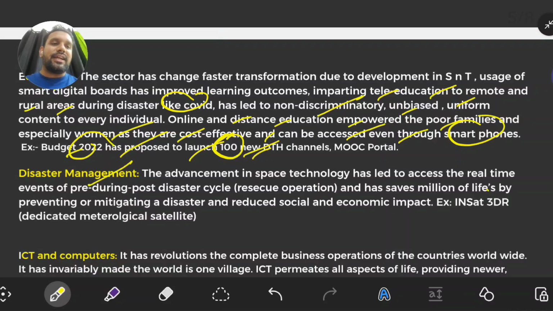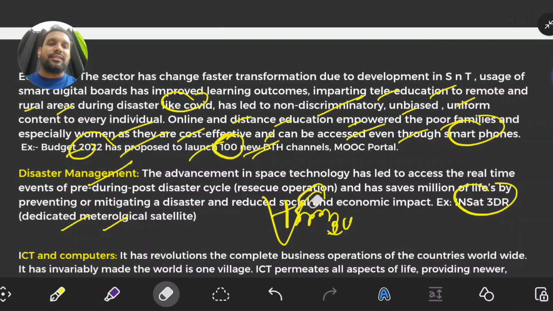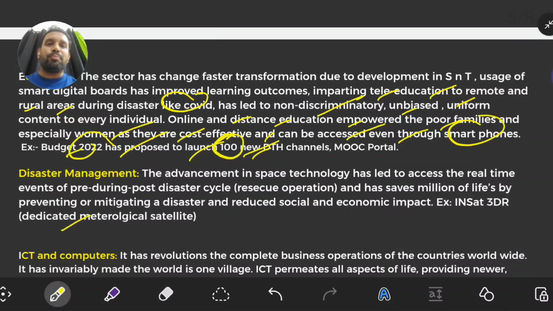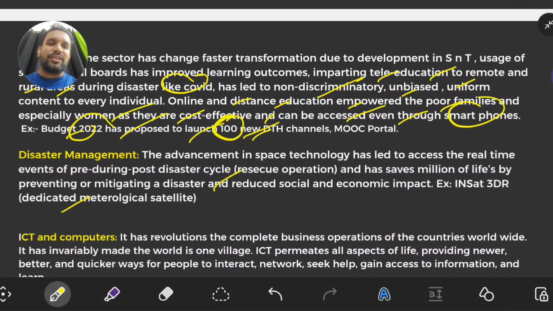Disaster management: INSAT-3DR, a dedicated meteorological satellite. We know when a cyclone is moving towards India, when it is coming, when it is hitting. We know about how the flood situation is, how deep it is. We know all this with the help of what? The satellites only. So in the pre-disaster phase we will get the information. Post-disaster, what measures to be taken, rescue and relief operations, all that is possible with the help of what? Space technology.